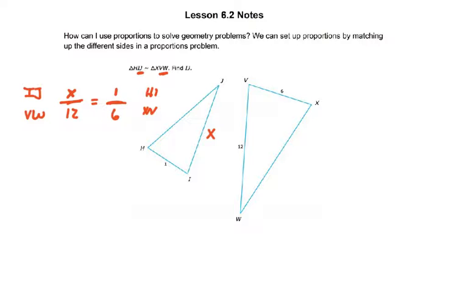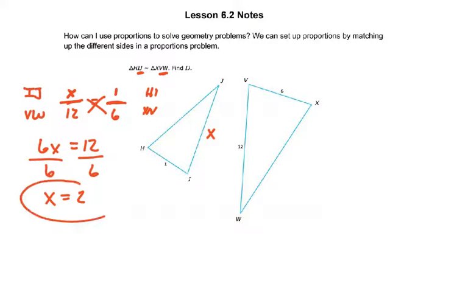I have to match up based on the order of the letters in this statement if I can't tell based on the way the shape is turned. So we're going to cross multiply. We're going to have 6x equals 12. Divide by 6. X equals 2, which means the length of IJ is 2. So not too terrible. Just want to make sure we know how to match up the sides.